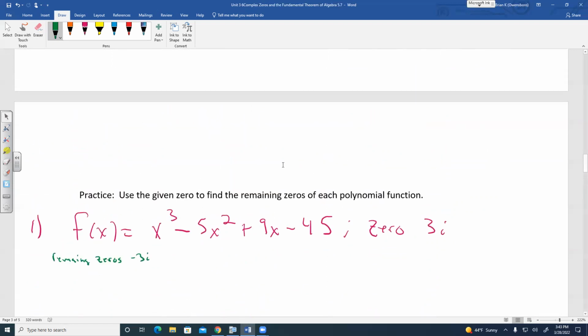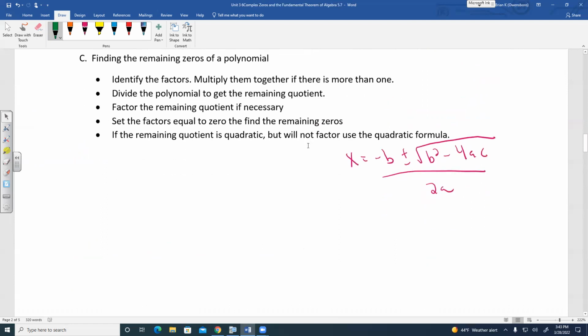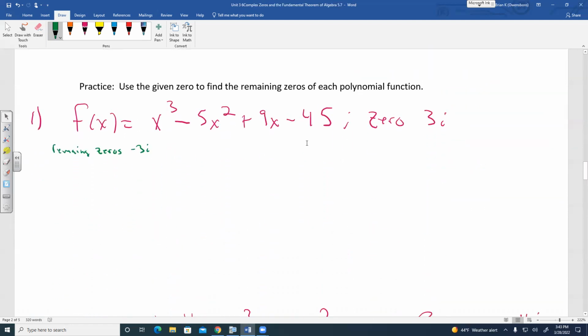Okay, now what I want to do is I want to identify the factors to start with, and I want to multiply them together if there's more than one. So what I found is 3i is a 0 and negative 3i is a 0. So what I have are 2 factors. So x minus 3i is a factor, and x minus a negative 3i is a factor. So in other words, we have x minus 3i times x plus 3i. So we found our 2 factors, and we want to multiply those together.